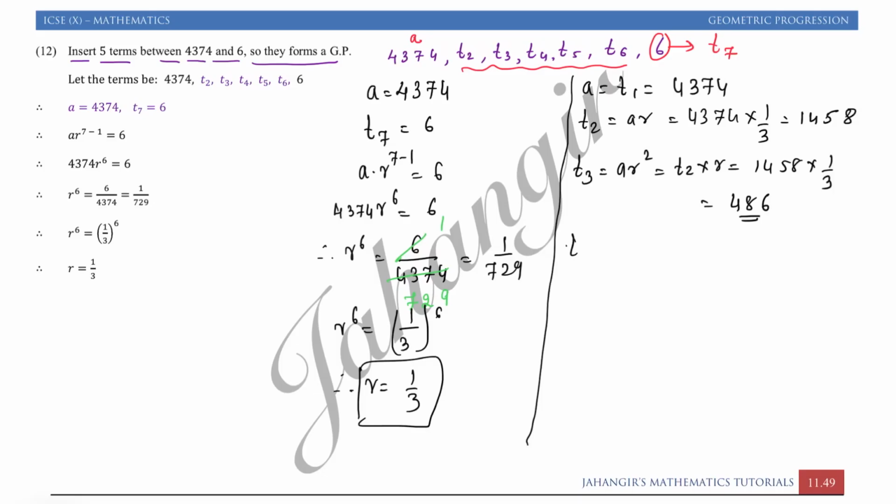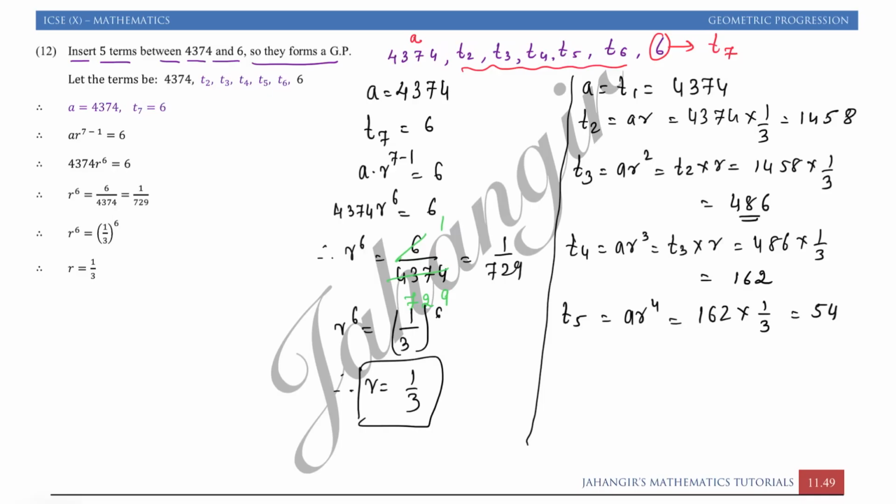Now T4 is AR cube, that is again T3 into R: 486 into 1 by 3. We are just multiplying the common ratio to each preceding term. 3 ones are 3, 3 sixes are 18, 3 twos are 6, giving 162. T5 is AR raised to 4, that is 162 into 1 by 3, giving 54. T6 is AR raised to 5, that is 54 into 1 by 3, giving 18.